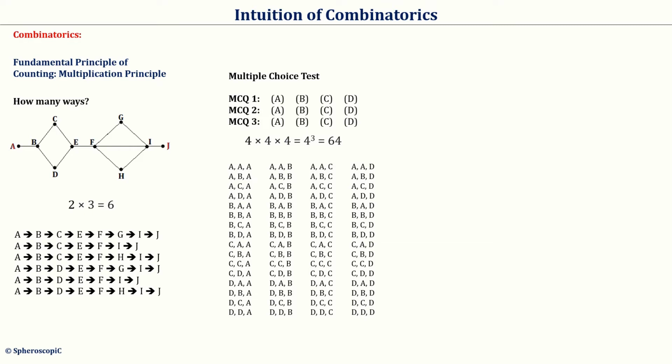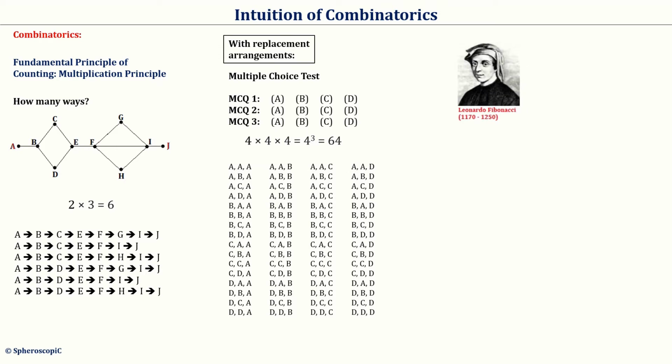As an example, after selection of A for first MCQ, A can appear again as response to the second or third MCQ. After selection of B for first MCQ, B can come again for second or third MCQ. That's why these kinds of arrangements are referred to as with repetition or with replacement arrangements. Modern combinatorics we see today has been possible after significant contributions given by mathematicians like Leonardo Fibonacci and Blaise Pascal in this field.